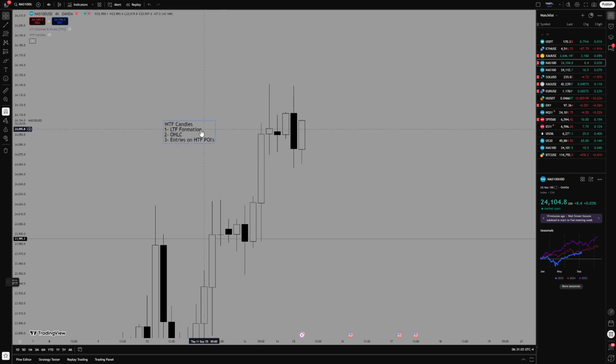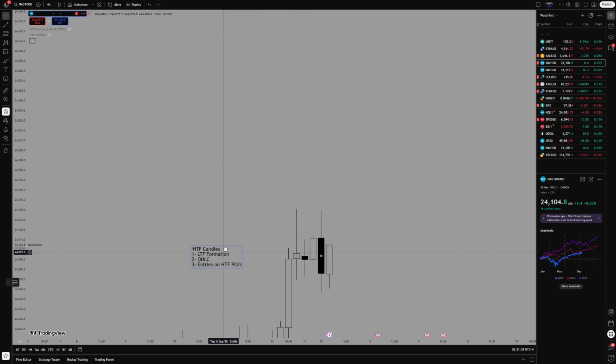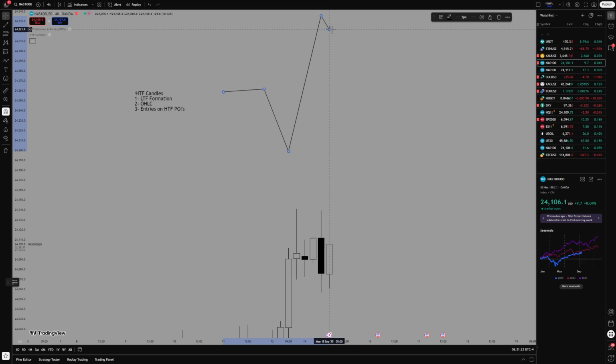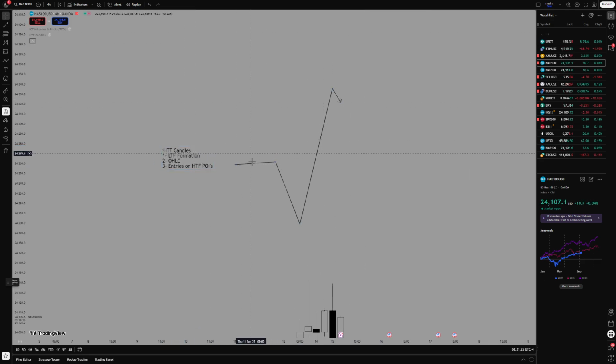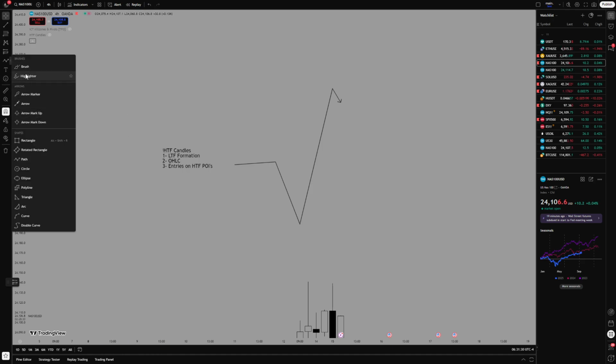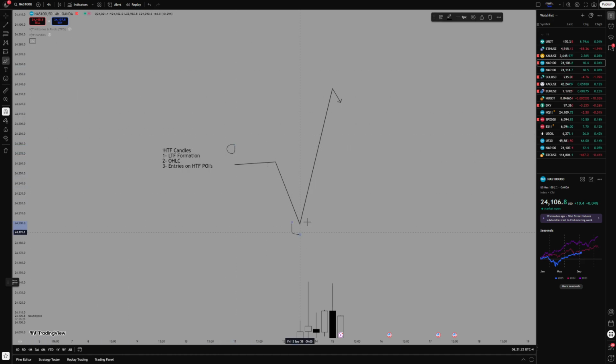Let's start off by lower time frame formation. This is a very basic idea, but we have to build the foundation before we go for the rest. So I'm going to mix in 1 and 2 together. This is the idea of how a higher time frame candle looks on the lower time frame, right? Open, low, high, close. And I'm going to draw that here. Open, low, high, and close.